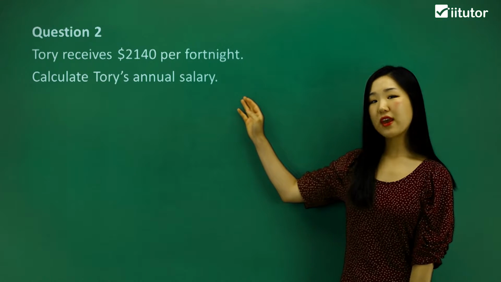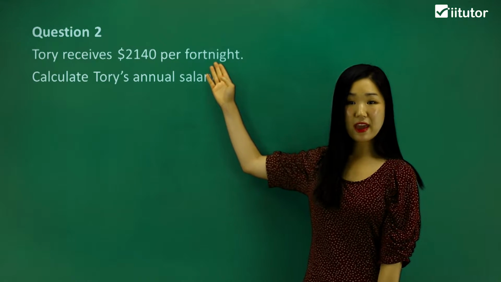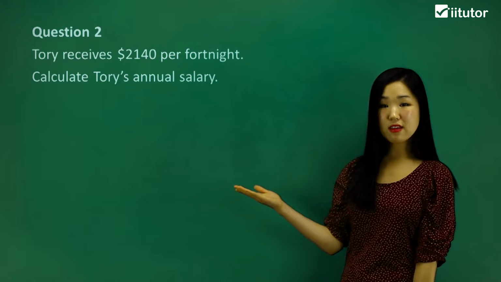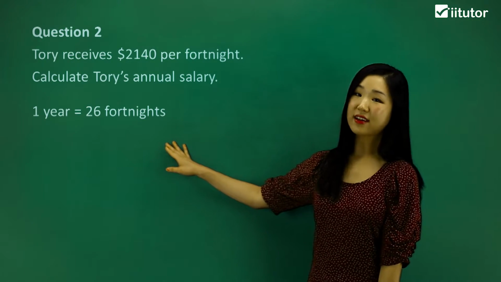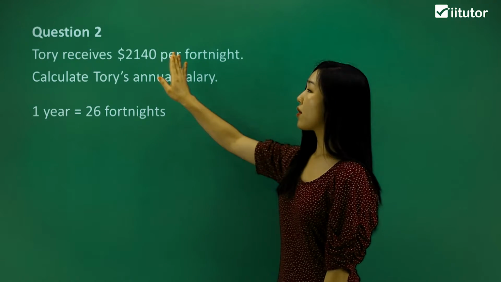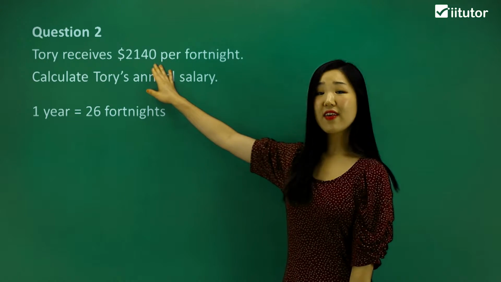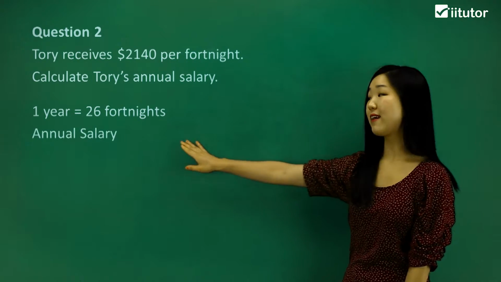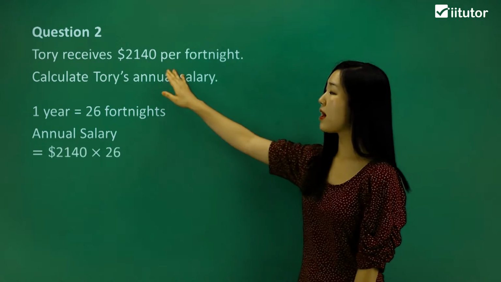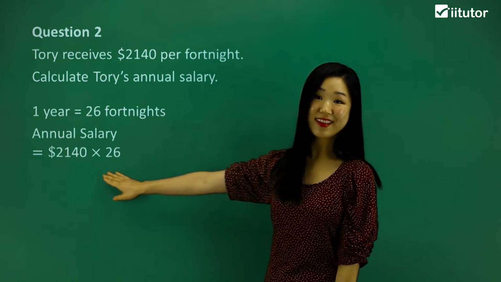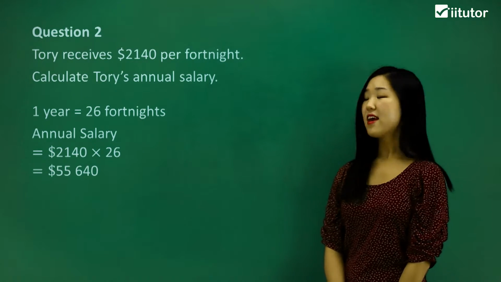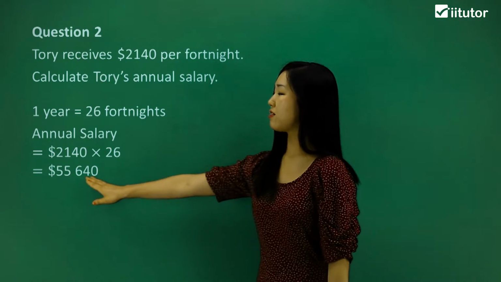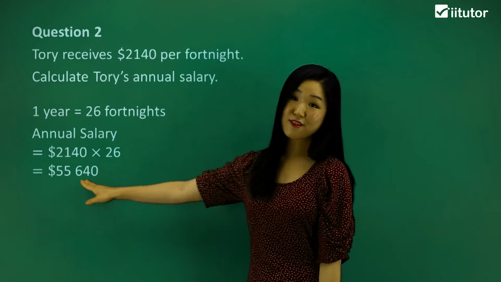So this time we are given Tori's fortnightly pay. So how many fortnights are there in a year? We know there are 26 fortnights in 1 year. So if we're given Tori's fortnightly pay, to calculate how much he receives in 1 year, the annual salary, we multiply that fortnightly pay by 26. And simply calculate that for me, guys, and you should get something like this. So Tori receives an annual salary of $55,640.